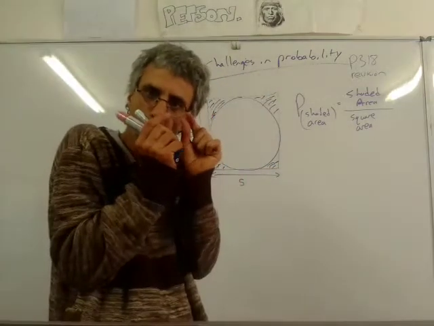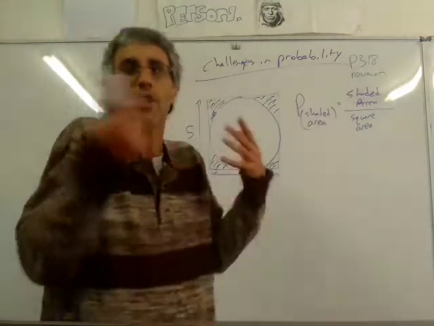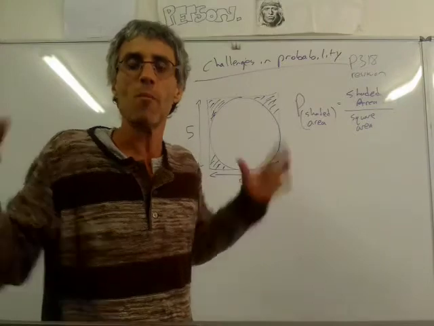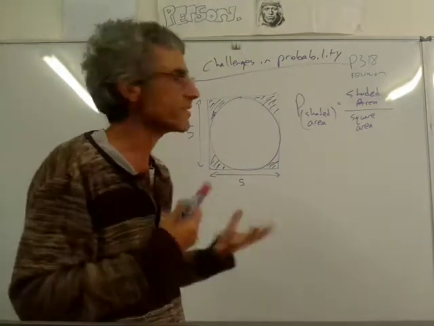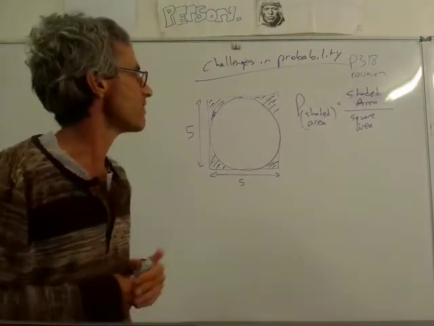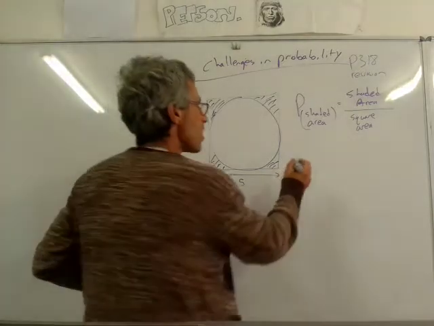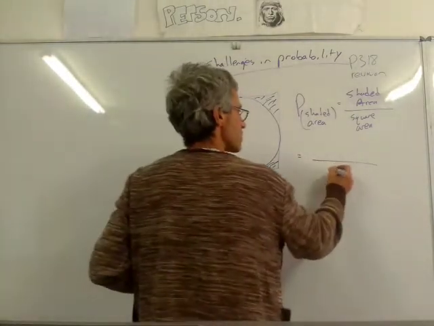The smaller the shaded area, relative in size to the area of the square, the less chance I have to do it. The bigger the shaded area, the more chance I have. So it's really a question of geometry. I'm going to calculate the area of the shaded area divided by the area of the square. Let's start with the area of the square. The area of the square is easy. 5 times 5, that's not a problem.